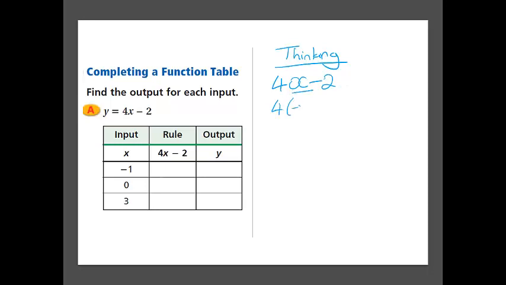So 4 times minus 1 minus 2. That becomes plus times minus is minus. 4 times 1 is 4. Minus 2 I bring down. And that gives me negative 6.